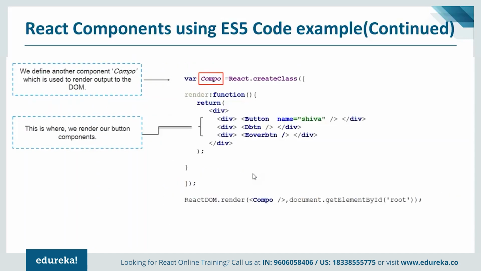And finally, we created the fourth and final component, which will be used to render output to the DOM, in which we are calling all the other three components. And this component is getting called using ReactDOM.render. And the second argument for this is where I want to display. So before going into the benefits of ES6, let's see a demo of this particular example.